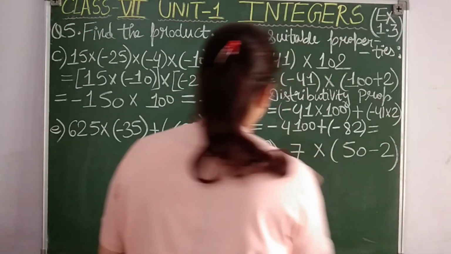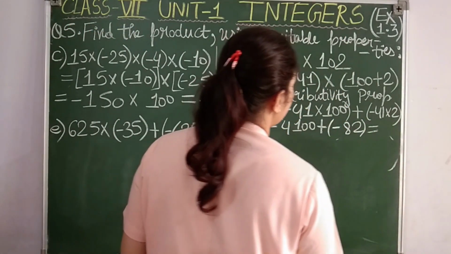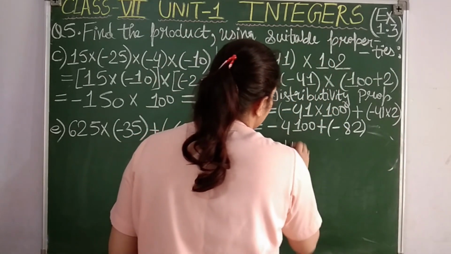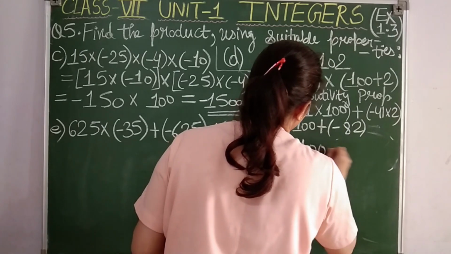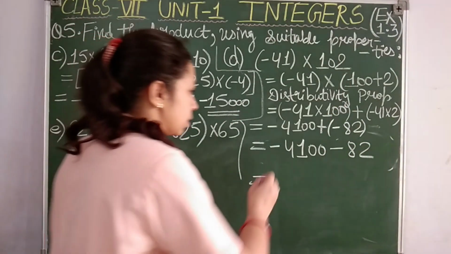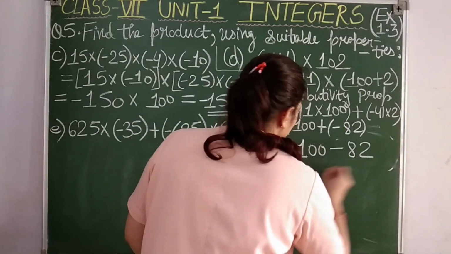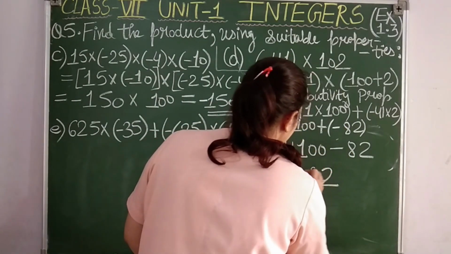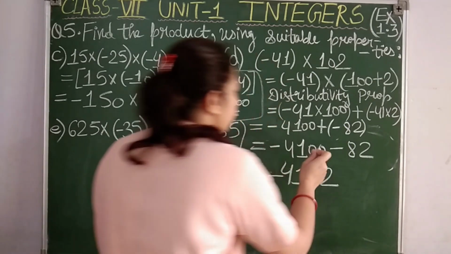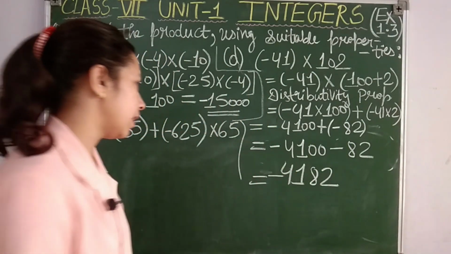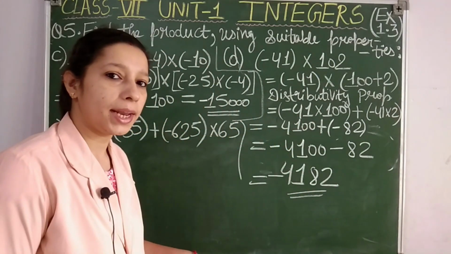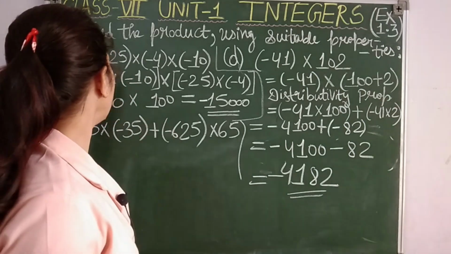Now let us take out the values out of the bracket and then we will continue. So here it will be minus 4100 plus minus 82. So our final answer is minus minus plus: 4100 plus 82 is 4182, and minus sign is going to come because 4100 is a greater number with negative sign. So here the answer for this is minus 4182. Okay, students. So C and D.